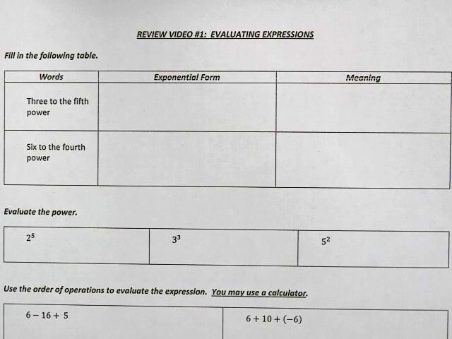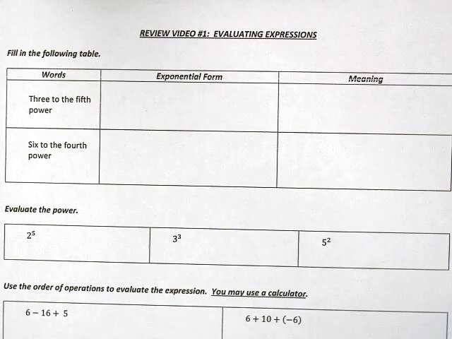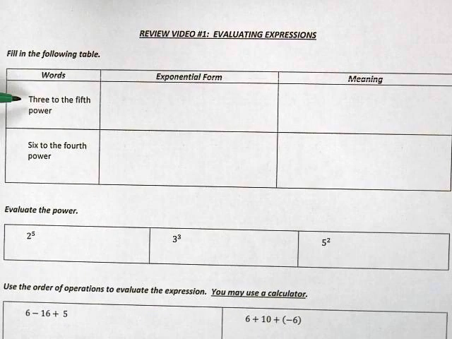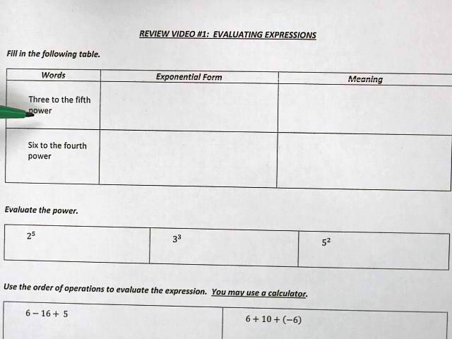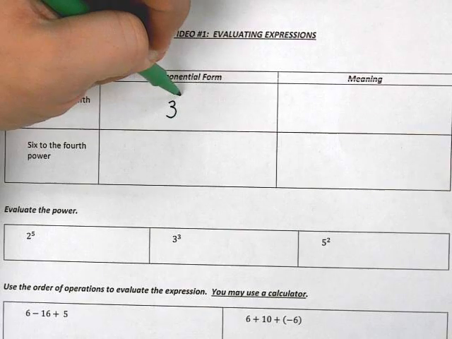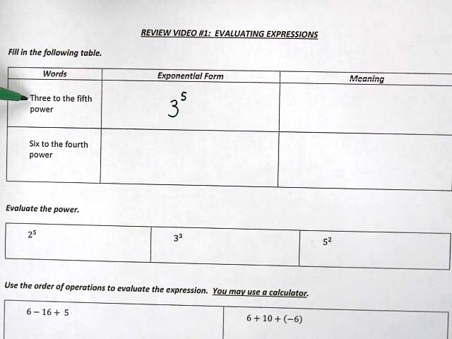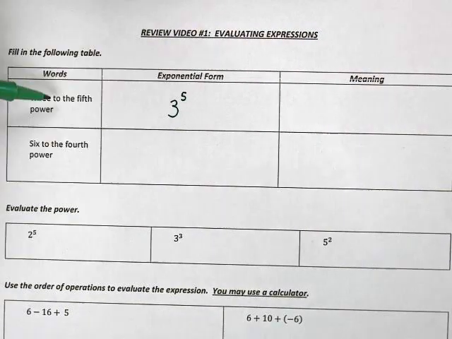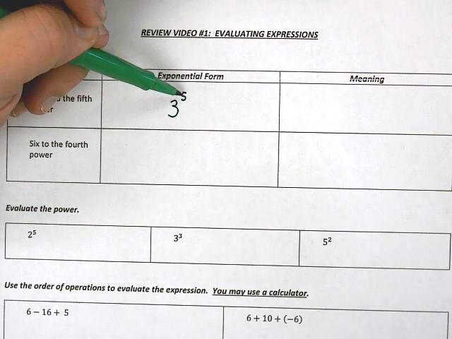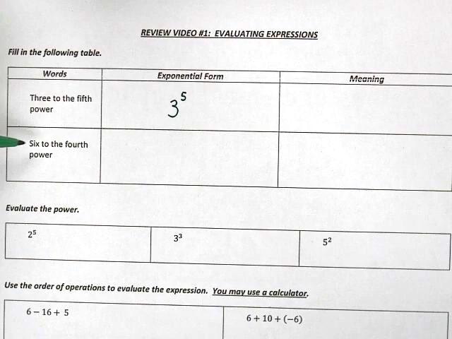First video, evaluating expressions. The very first thing we need to talk about is when we have expressions with exponents in them, okay? So if we see something like this in words, 3 to the 5th power, well, we need to understand that to write that in exponential form, we write 3 to the 5th. And basically what I want you to understand is you're saying 3, okay? You're taking the value, whatever number it gives you, 3, and then whatever the power is, that's the number that goes in the exponent.